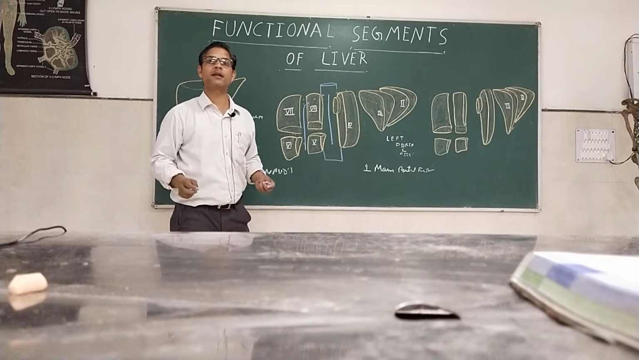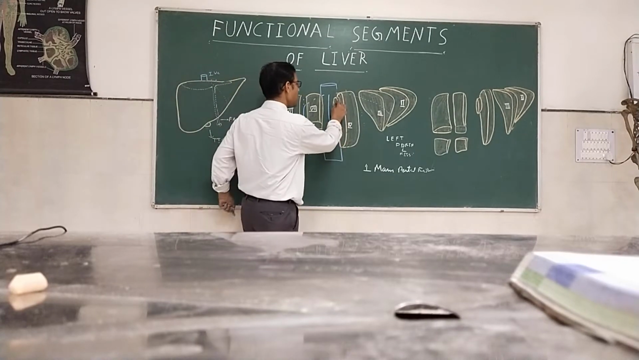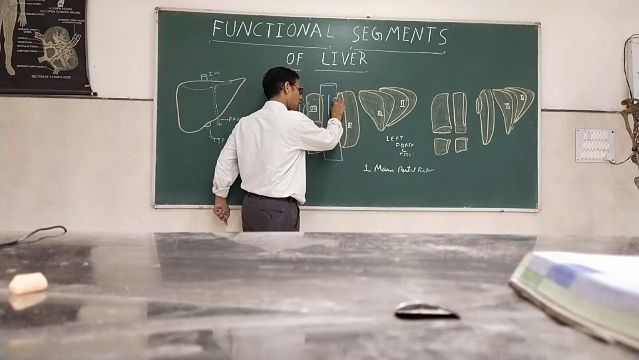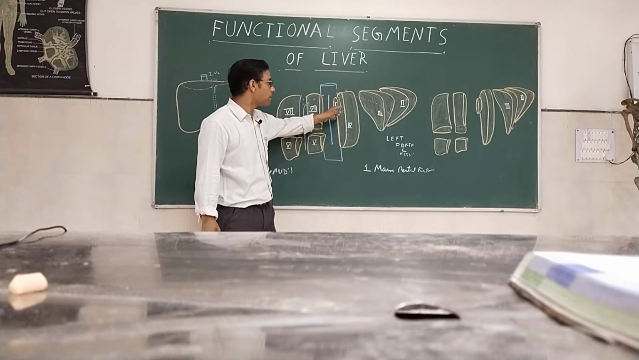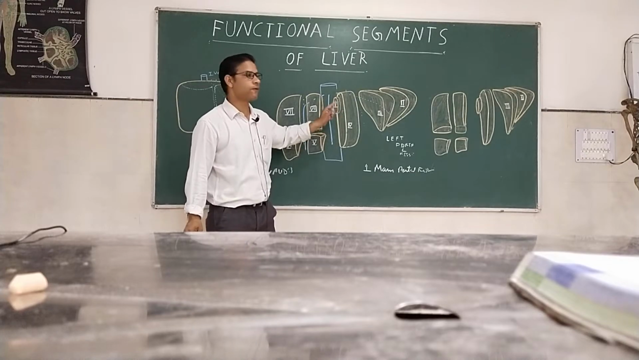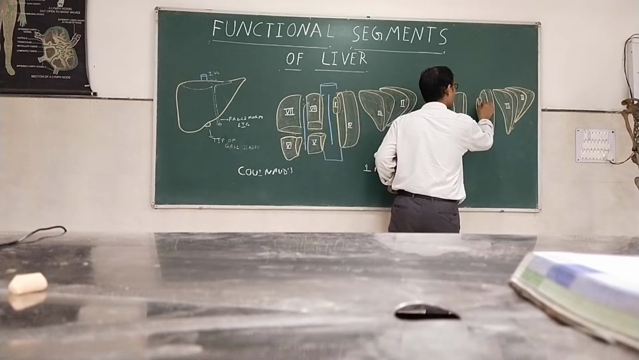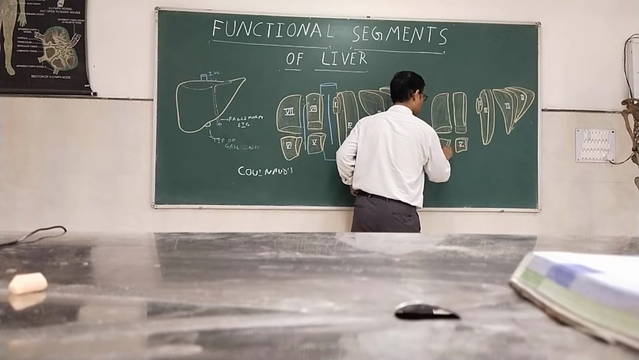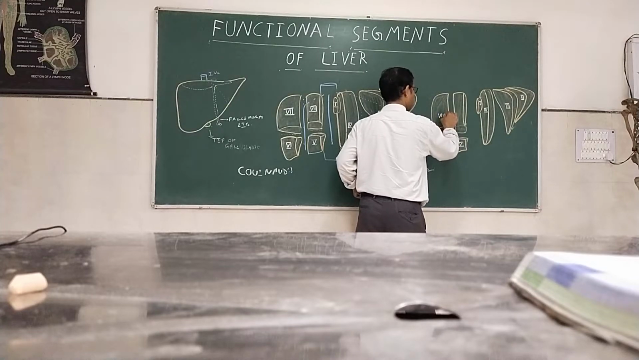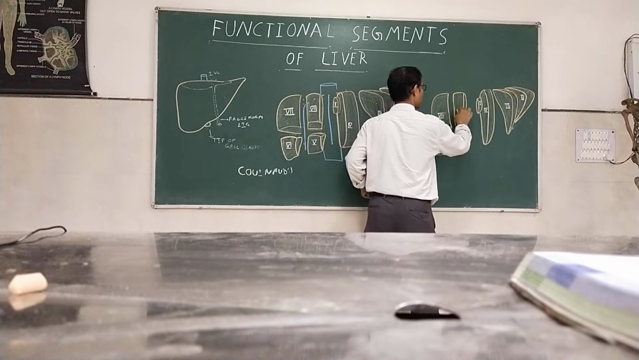One is lapsing, that is the first one, and we enumerate this one, the caudate lobe, which is behind the fourth. Behind the fourth, that is the first one. This is the first one. This is the fourth one. This is the fifth one. This is the sixth one. This is the seventh one. And this is the eighth one.